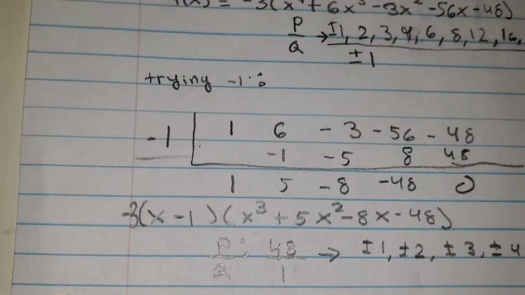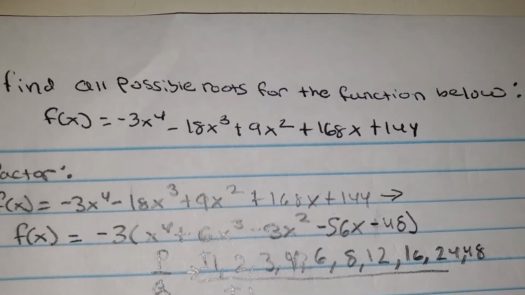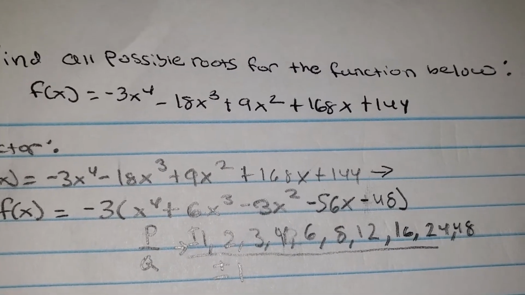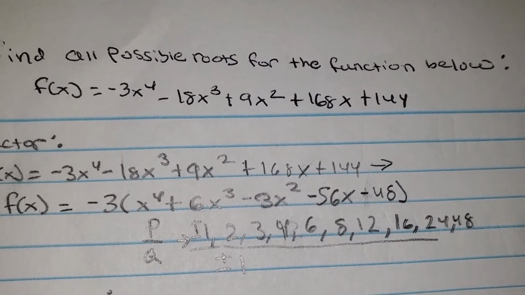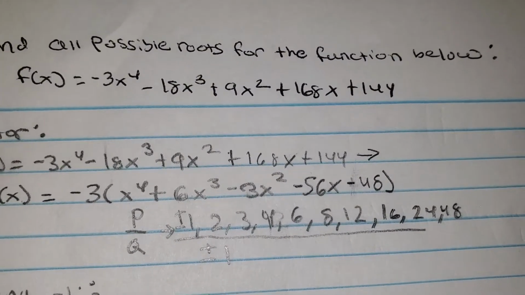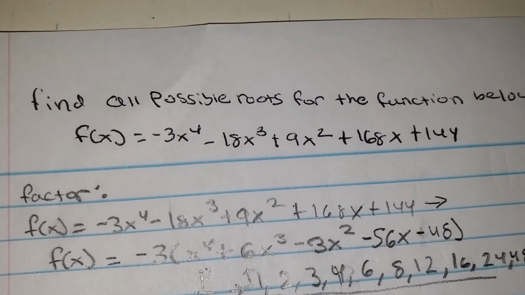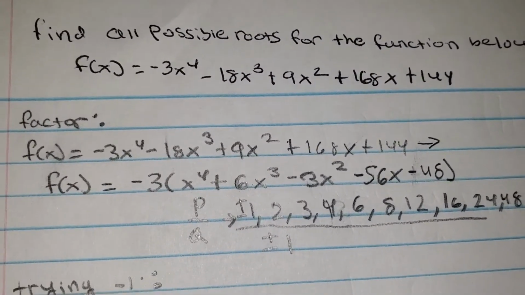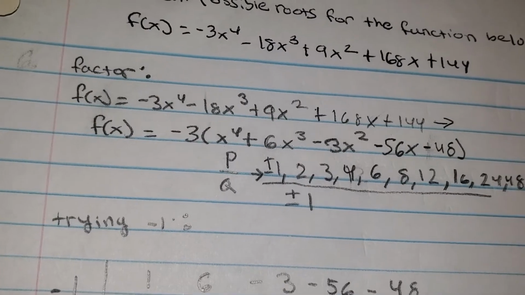A common problem that we see with this is: find all the possible roots for the function below. f of x is equal to minus 3x to the 4th minus 18x cubed plus 9x squared plus 168x plus 144. The first thing I always do is look at all the terms and see if there's a common factor between them all. We can't factor out any x's in this case, but we can factor out a minus 3.